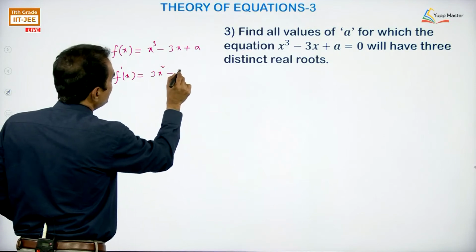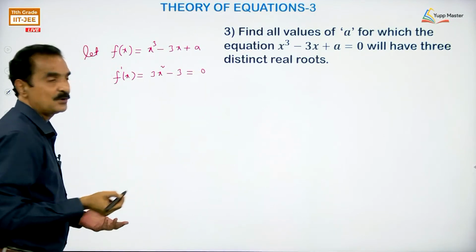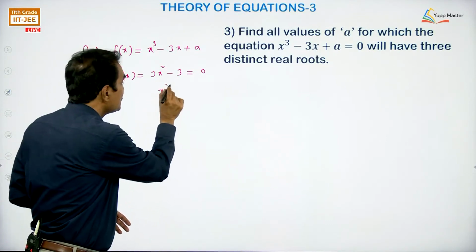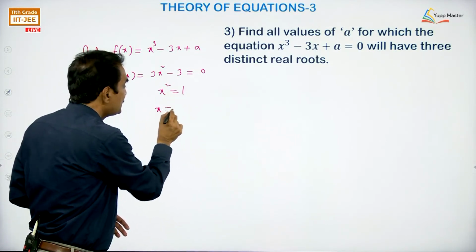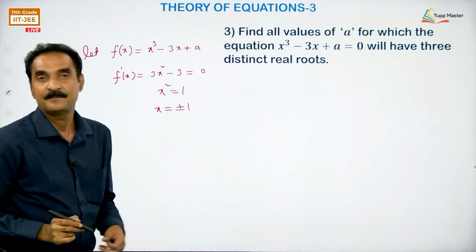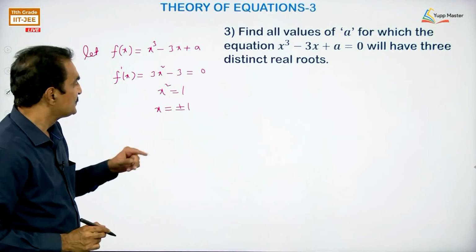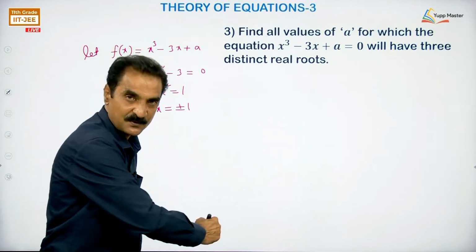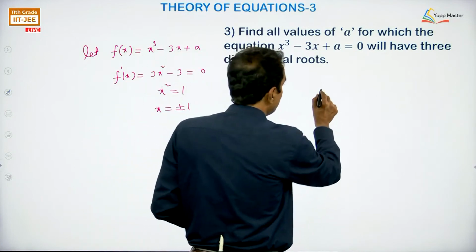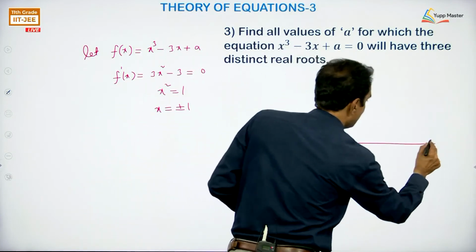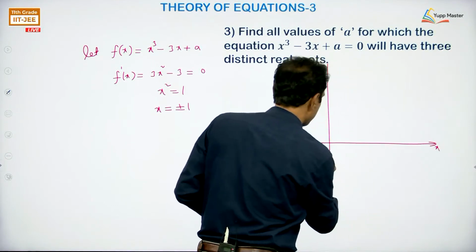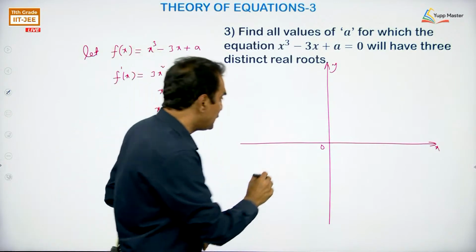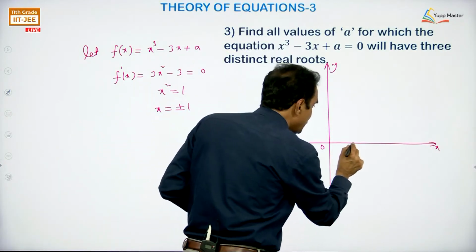3x square minus 3. If it is 0, are you getting real roots? Yes, we are getting x square is equal to 1. So, x is equal to plus or minus 1, is it not? So, and x cube coefficient is positive. So, graph starts from minus infinity and attains maximum value at minus 1, minimum value at 1.